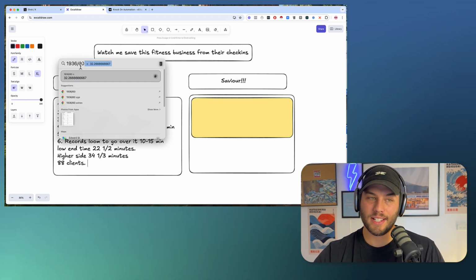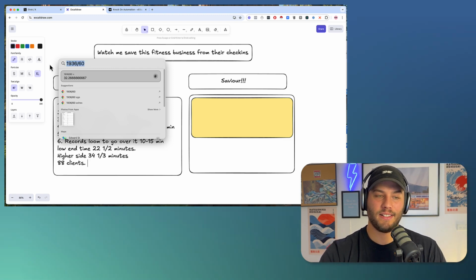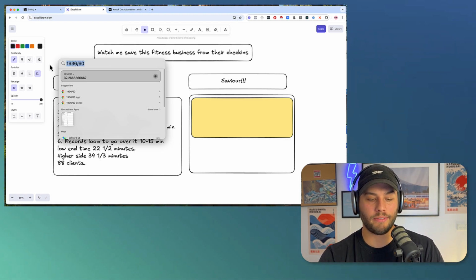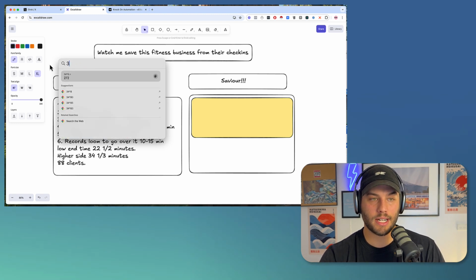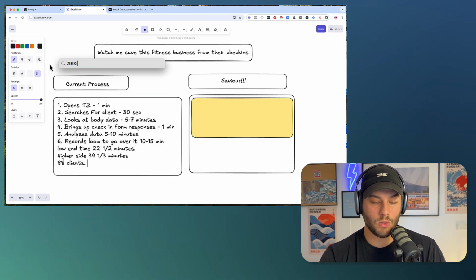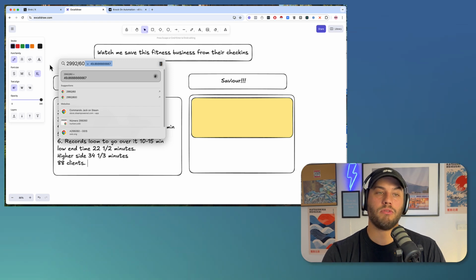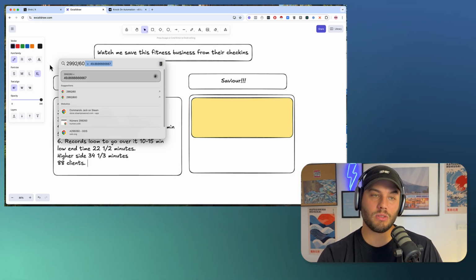So that's the lower side. And then if we do the higher side, because we should draw a law of averages here. So 34 minutes times 88 is just 2,992. 2,992 divided by 60 is 49 hours, right? So it's literally impossible, the way that they were doing it, to get them done every week.